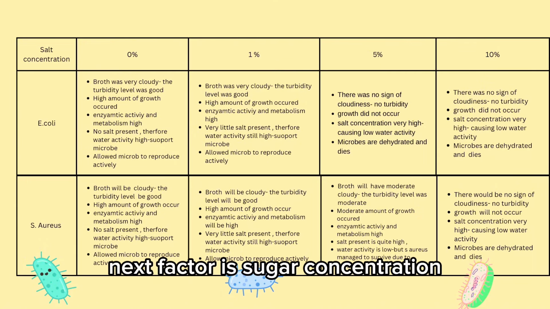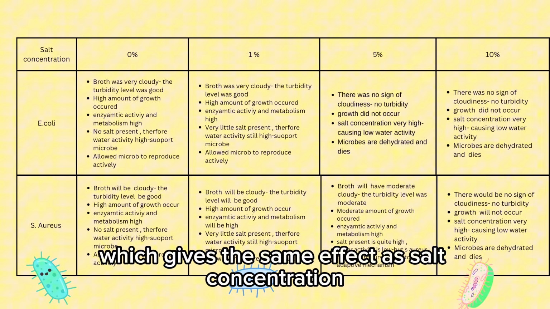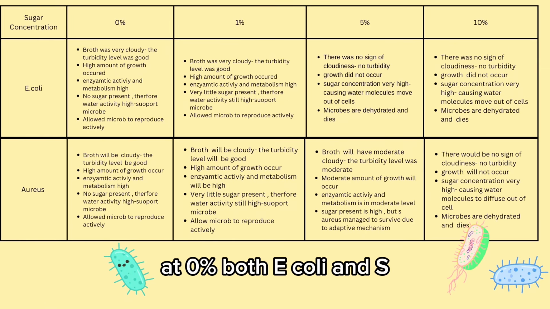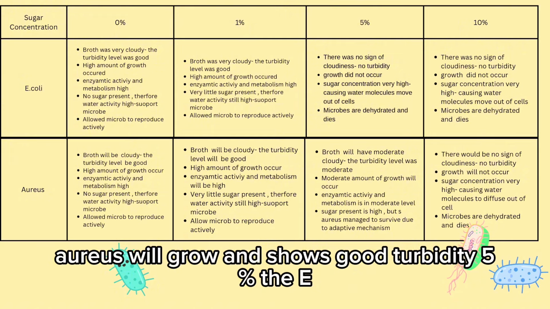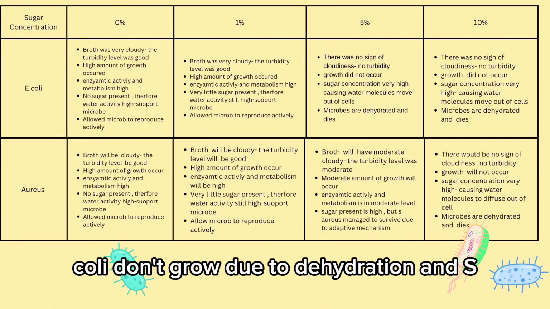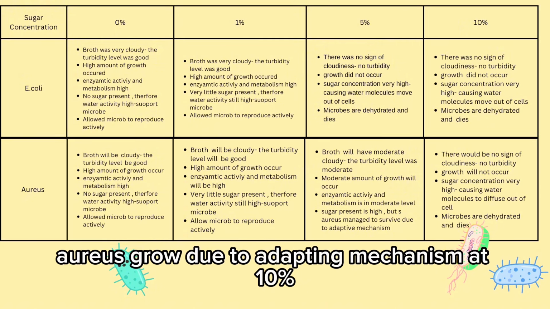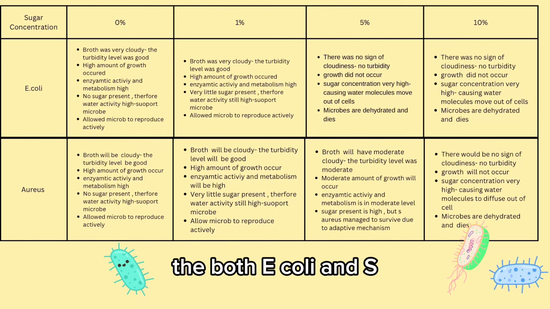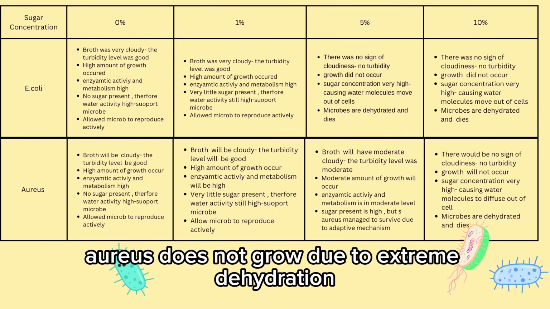Next factor is sugar concentration, which gives the same effect as salt concentration. At 0%, both E. coli and S. aureus will grow and show good turbidity. At 5%, the E. coli don't grow due to dehydration and S. aureus grows due to adaptive mechanism. At 10%, both E. coli and S. aureus do not grow due to extreme dehydration.